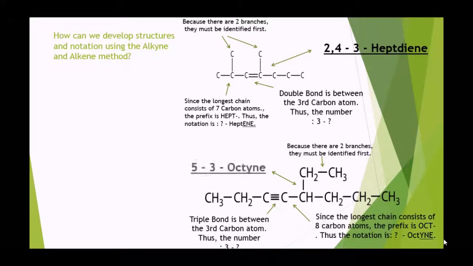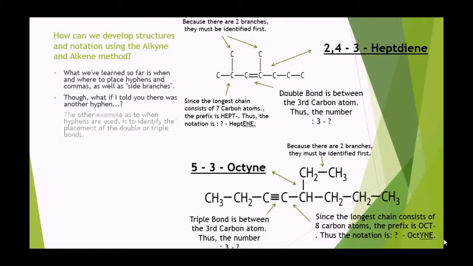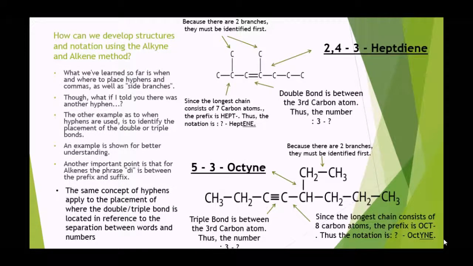Now that we know where to place hyphens and side branches, what if I told you there was another hyphen? An example of this new hyphen would be to identify the placement of double or triple bonds. An example is shown at the top right and the bottom right.